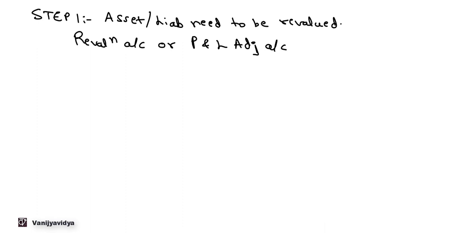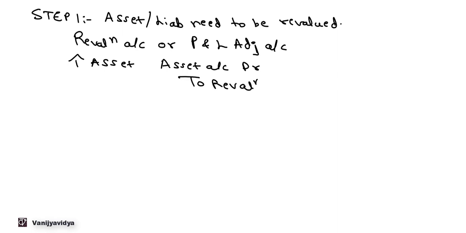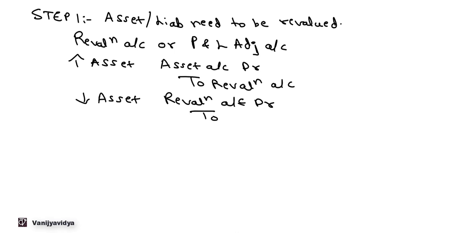Now, whenever there is an increase in the value of the asset, then the asset account is debited and the revaluation account is credited. Whenever there is a decrease in the value of the asset, then the revaluation account is debited and the asset account is credited.